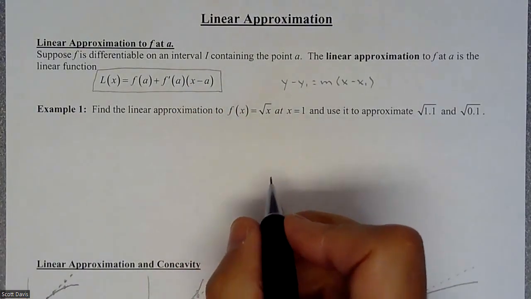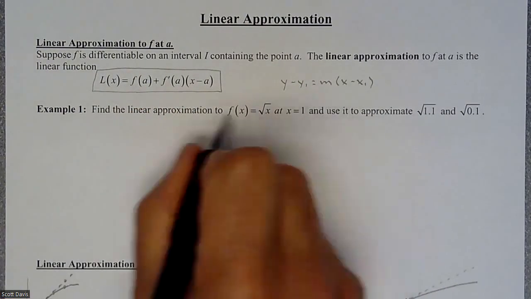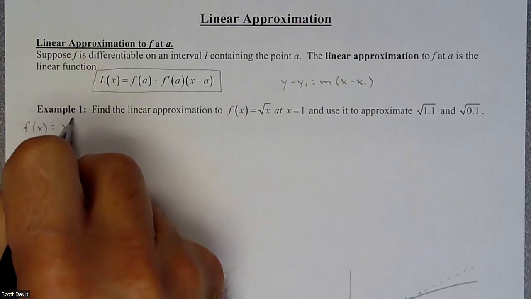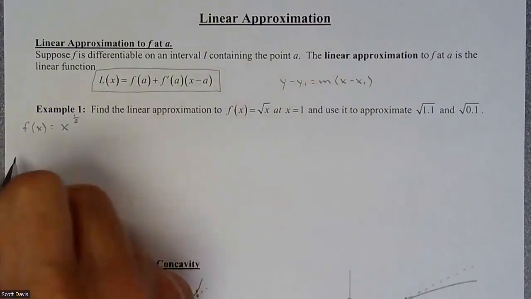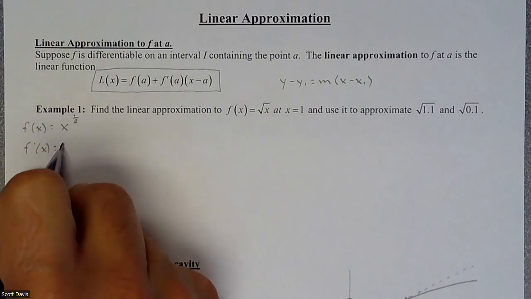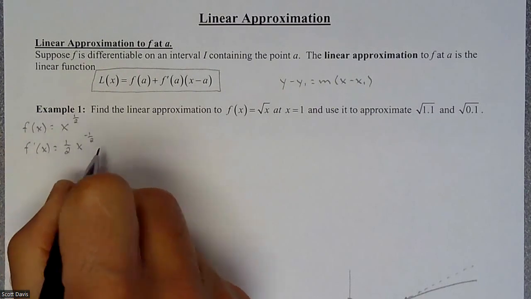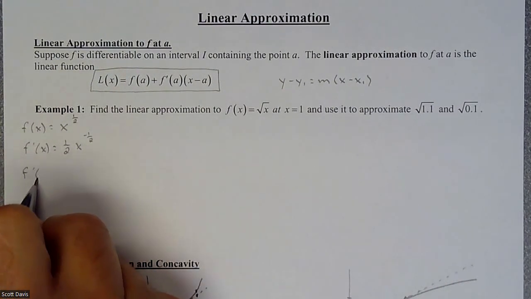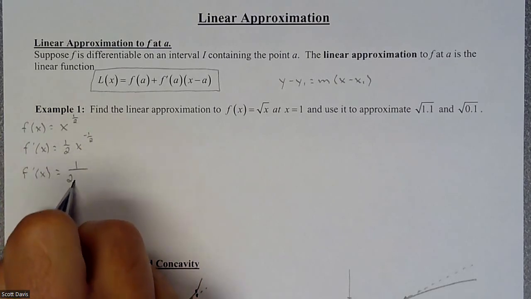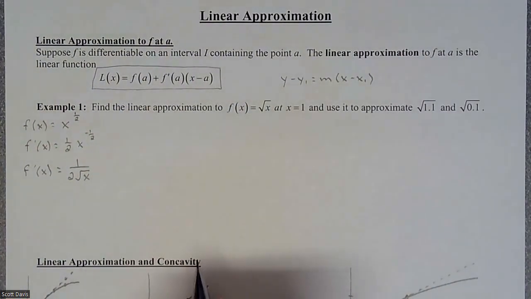Some stuff that we need in order to do this is a slope equation. And our equation is the square root of x. So if we're going to do a derivative of it, let's go ahead and make it x to the 1/2. The derivative of it is going to be 1/2 x to the negative 1/2. Then if we clean that up, we're looking at a slope equation of 1 over 2 square root x. All right, so that's our slope equation.